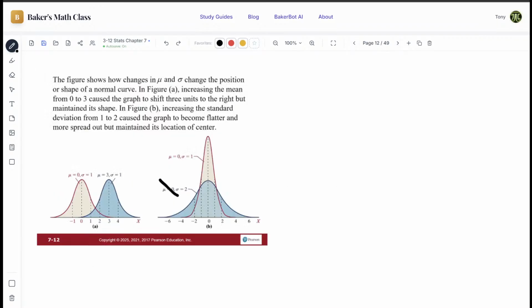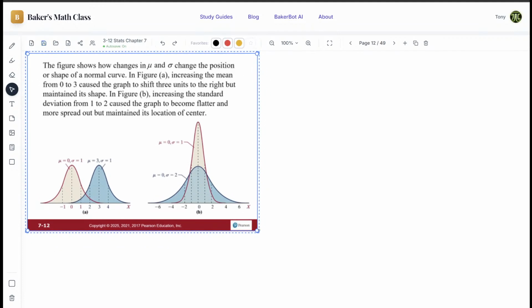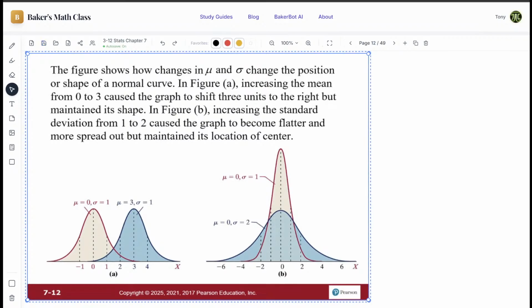Depending on the standard deviation, the smaller the standard deviation, the taller and more compact the graph is. The bigger the standard deviation, the more spread out it is.